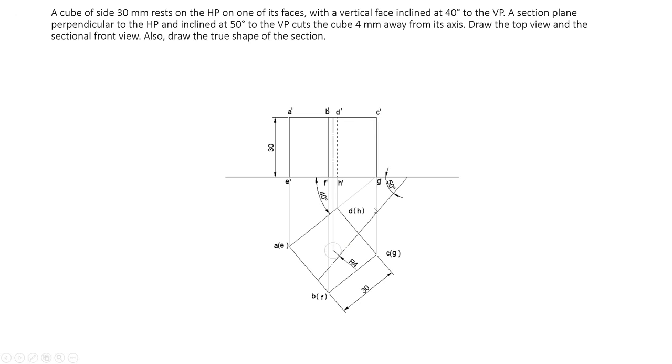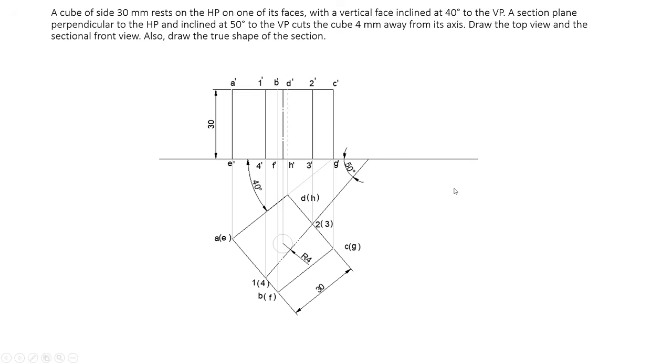Tangent to that you want to draw the section plane at 50 degrees. So tangent to this 4 mm circle you draw a line at 50 degrees. For the section plane you use a continuous line, 2 dotted lines, again a continuous line, 2 dotted lines, a continuous line, in that way. Here you can extend that and you can mark 50 degrees. So that's how you mark the section plane.